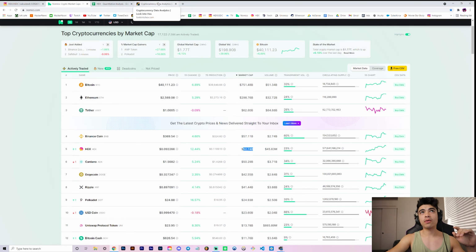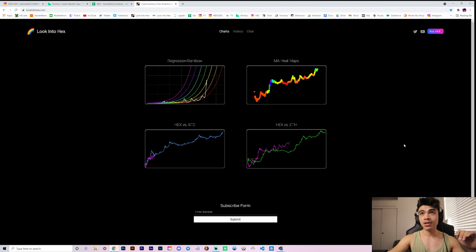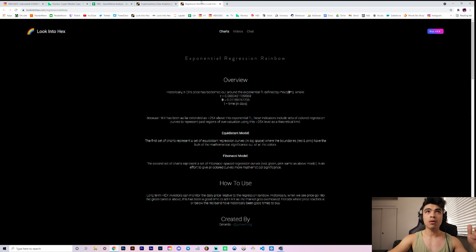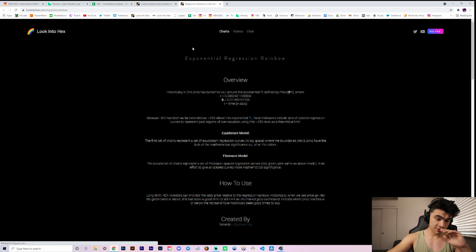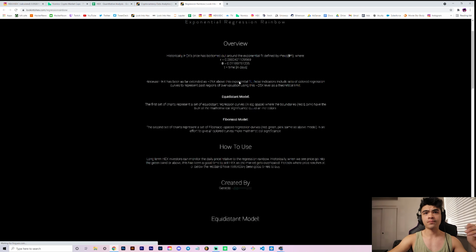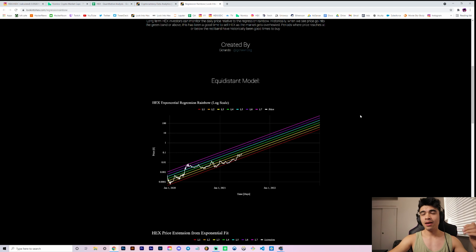So one more thing I wanted to talk about was the lookintohex.com website, which I actually updated super late last night. I was updating these top two charts, right? The bottom two here are exactly the same, but if you go into the regression rainbow category, that's pretty much the same thing, except we removed the linear model. And the reason for that is probably super obvious.